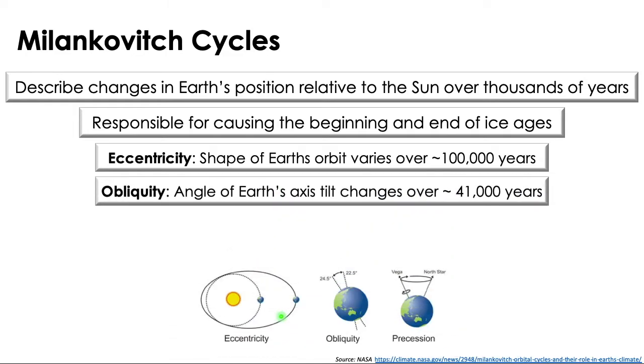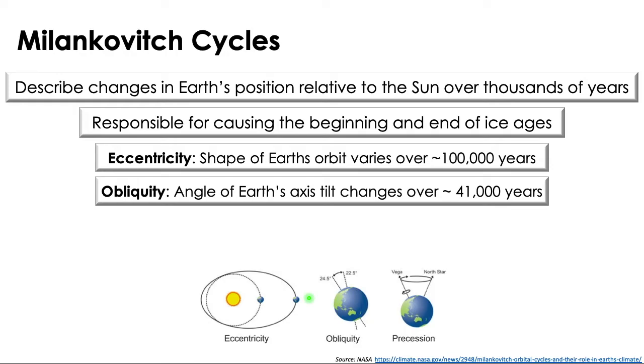The second one is known as obliquity, which is the angle of Earth's axis tilt, and it changes throughout time. It takes about 41,000 years to actually change. So Earth's tilt right now is 23.5 degrees, but we've learned that it can change between 22.5 degrees to more angled at 24.5 degrees, which will affect the temperatures, especially during the summer and winter seasons.